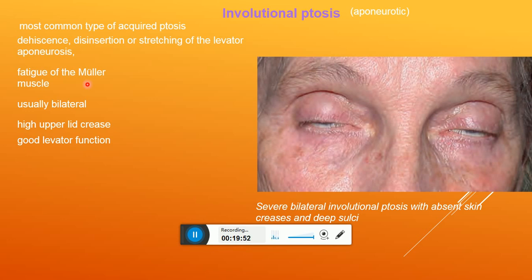There is a variable, usually bilateral ptosis with a high upper lid crease and a good levator function. High upper lid crease and a good levator function. In severe cases, the upper lid crease may be absent. The eyelid above the tarsal plate is very thin. The upper sulcus is deep. Treatment options include levator resection, advancement with reinsertion, and anterior levator repair.